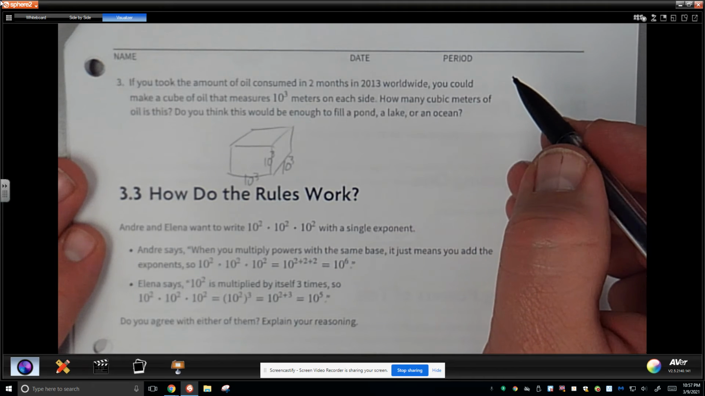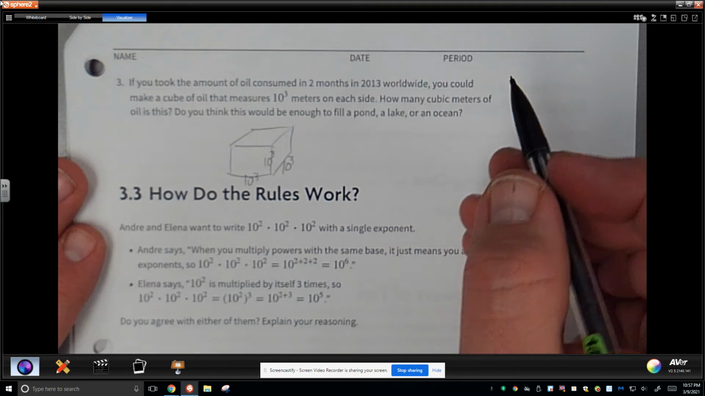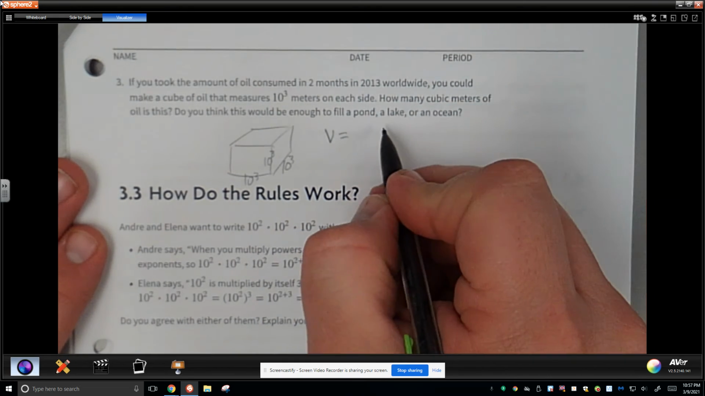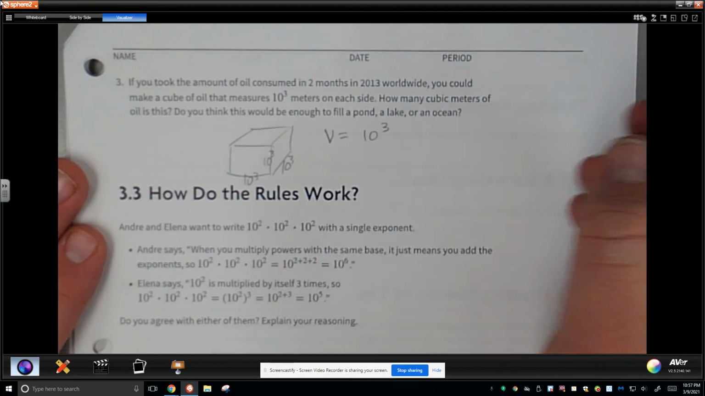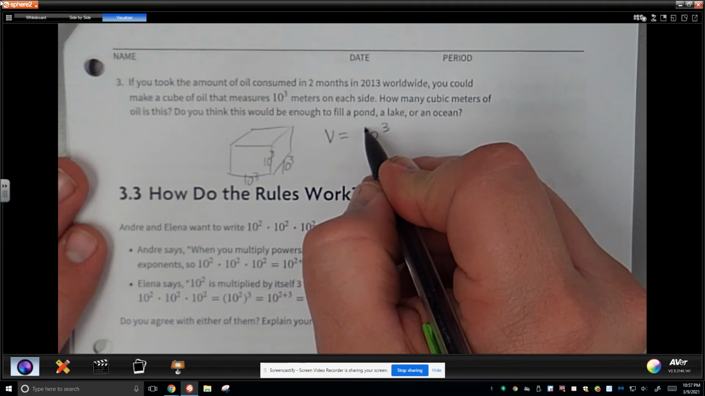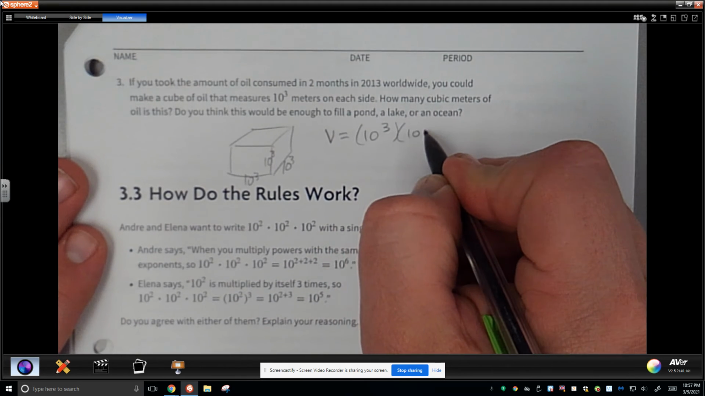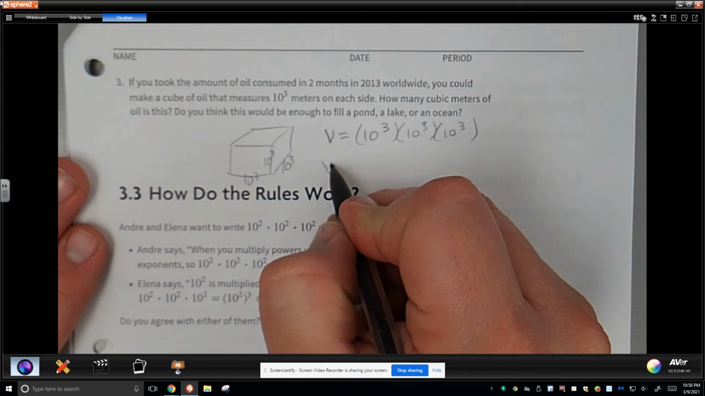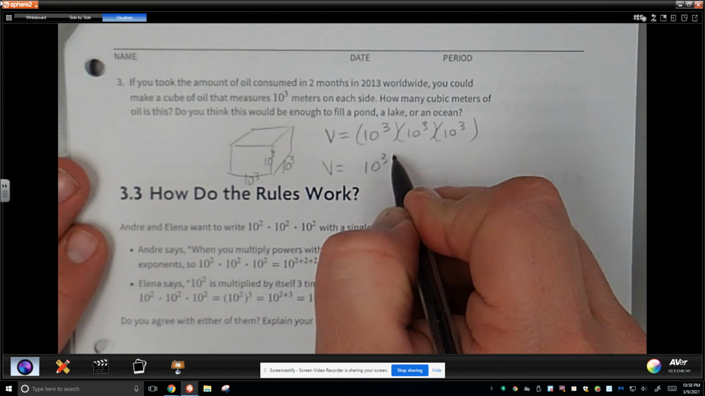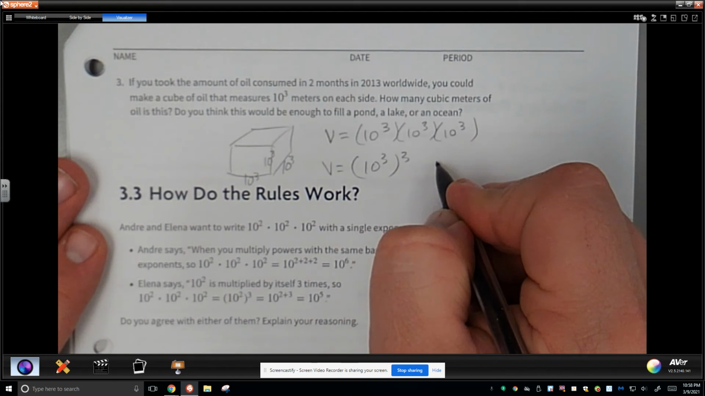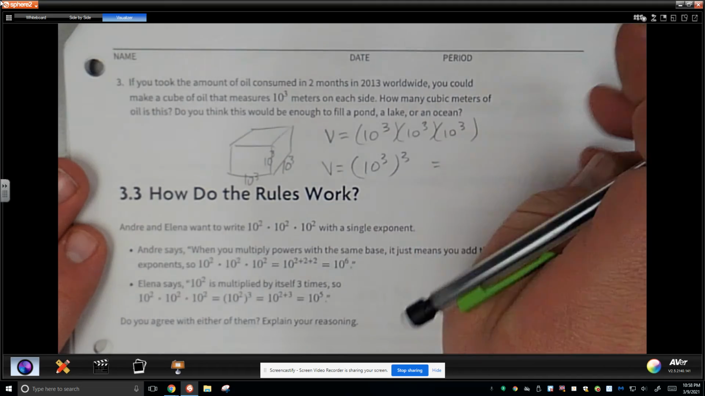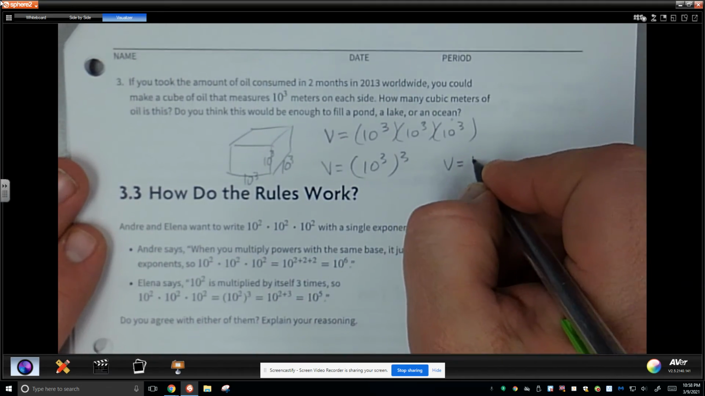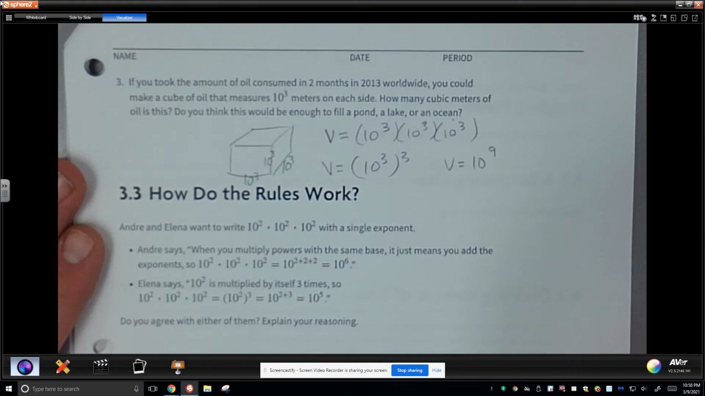Do you think this would be enough to fill a pond, a lake, or an ocean? Well, keep in mind that the volume here is going to be equal to 10 to the third power times itself 3 times, because the length, the height, the width. So really we should be thinking about this as the volume of 10 to the third power raised to the third power, which would give us a total volume that is equal to 10 to the ninth power.